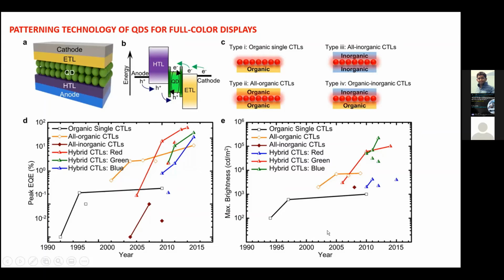Also, for the maximum brightness, we see the maximum brightness in the hybrid structure too. It's the green point. You can see the hybrid structure means one electron transport layer is organic and one hole transport layer is inorganic.